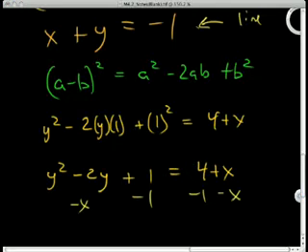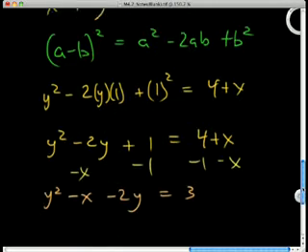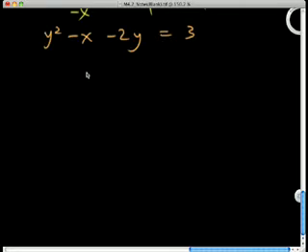And I'll get y squared minus x minus 2y equals 4 minus 1 is 3. So my two equations, I'm going to rewrite the other one, was x plus y equals negative 1.